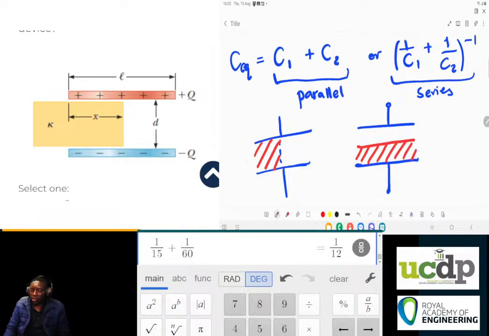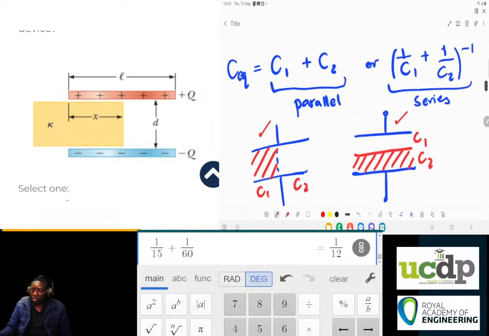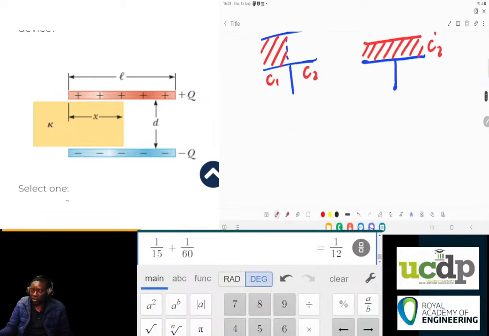So in this case, you have your C1, C2. Here you have your C1, C2. So this is equivalent to a parallel setup. This is equivalent to a series setup. Okay, so if we can add them like that, let's find those areas.